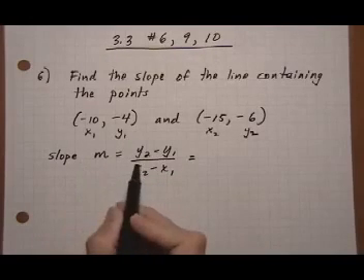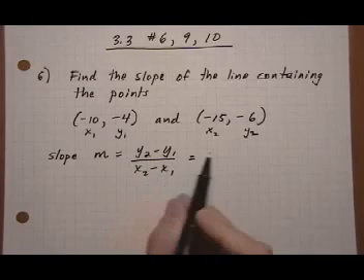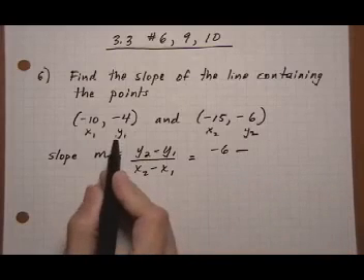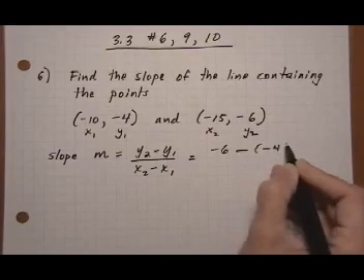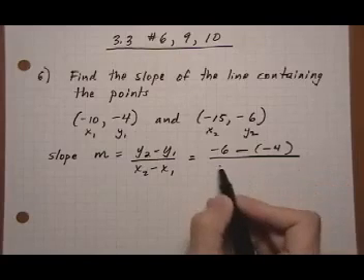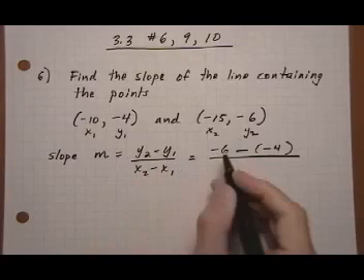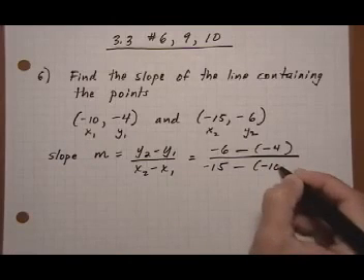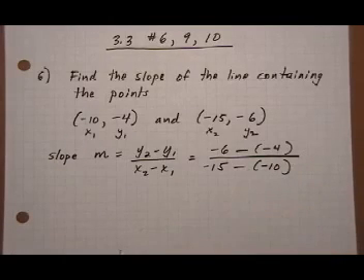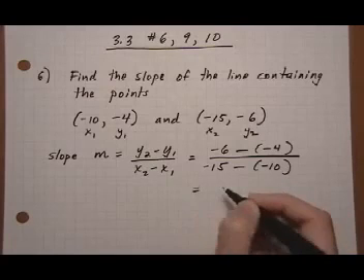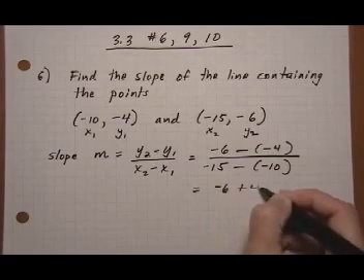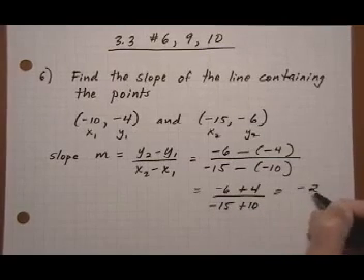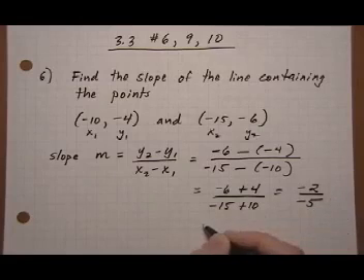So plugging into the slope formula, y2 minus y1, we get y2, minus 6, take away y1, minus 4, and watch that we get a double negative there, and over x2, minus 15, take away x1, minus 10. Again, we have a double negative happening there. And now we just figure out what that is. It's going to be minus 6 plus 4 over minus 15 plus 10, or minus 2 over minus 5.